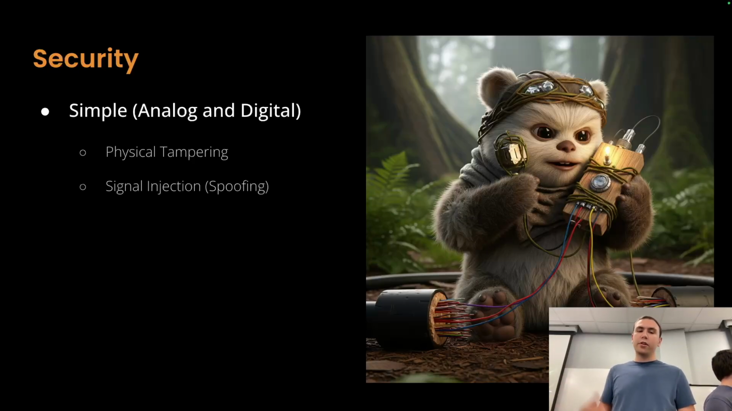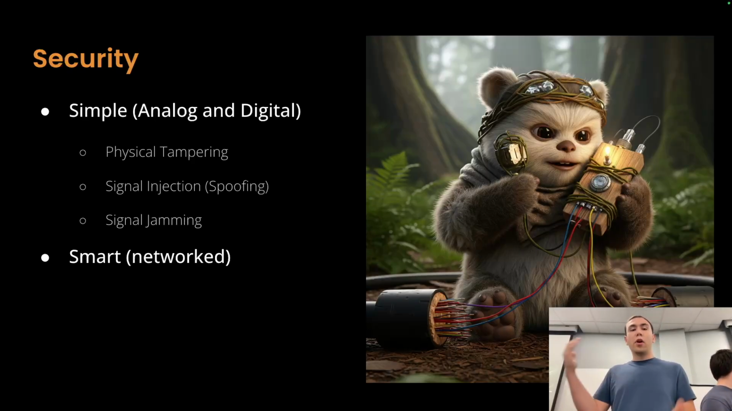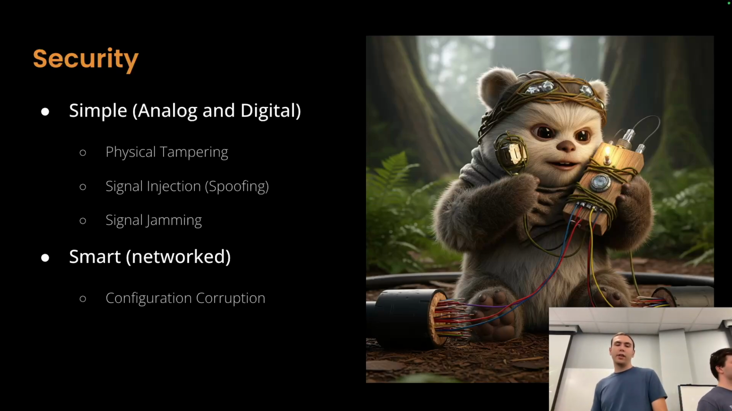More cybersecurity, you can spoof. So if you actually get access to the connection wire that's sending the sensor information to the PLC, which we'll cover in a second, or the PLC to the actuator, you can send commands. And then you can also just jam the signal. That's through cutting the cable, or if it's over some sort of Wi-Fi, you can also jam that signal. And if it's a smart device, then you have these more sophisticated attacks, like a configuration corruption or a denial of service.